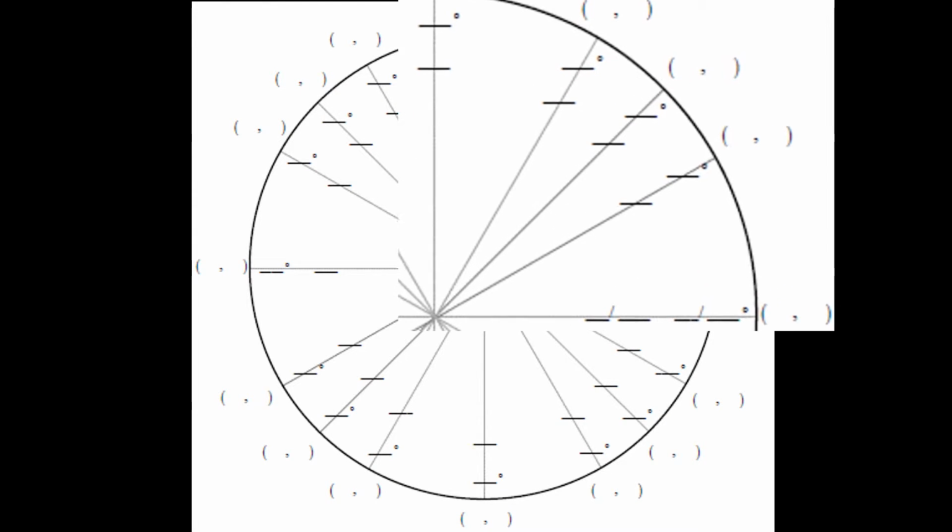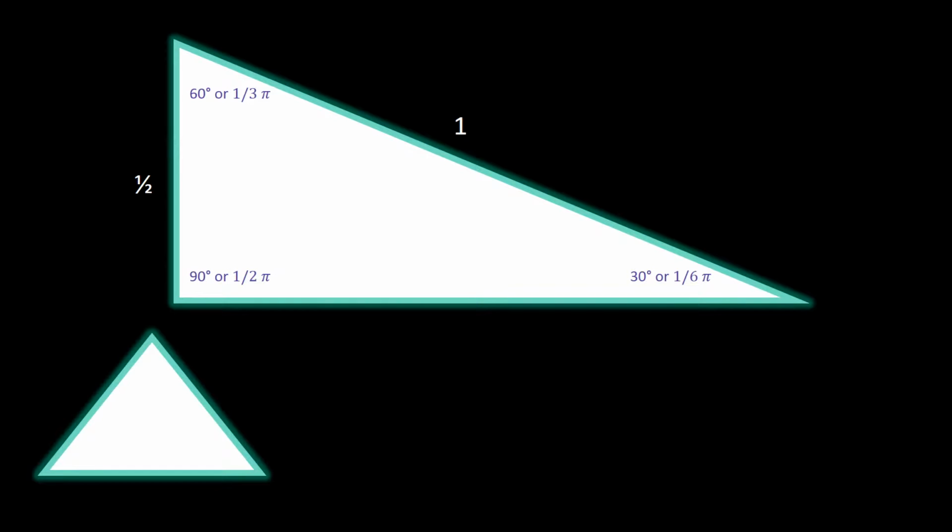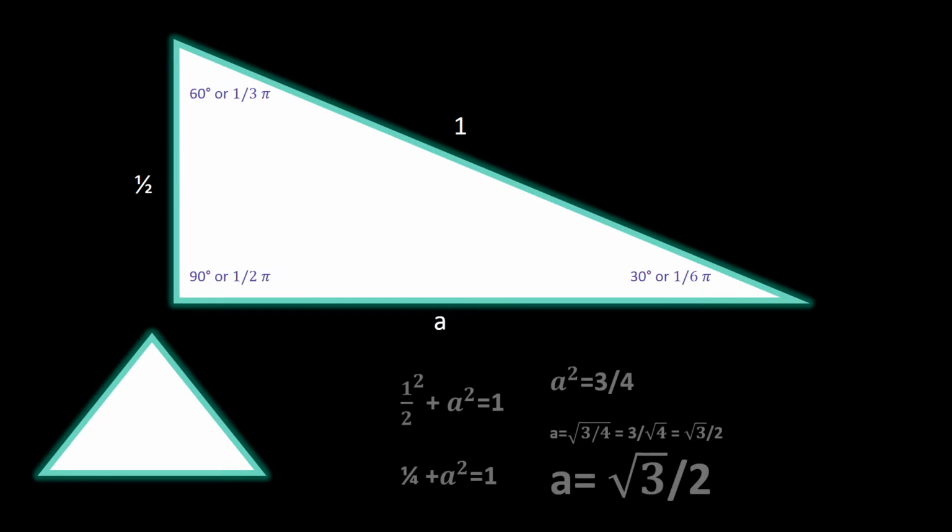To start, let's fill in quadrant 1. We will fill in the numbers for the smallest angle first. To find all the values, we will use an equilateral triangle. We want to solve for an unknown side. We will call this side A. Using the Pythagorean theorem, we can solve for A. The value is root 3 over 2.